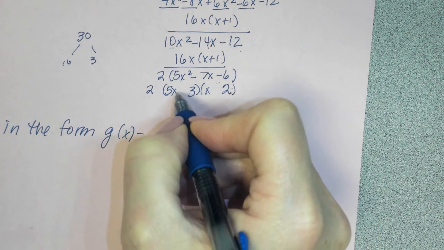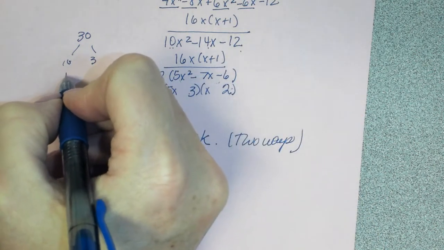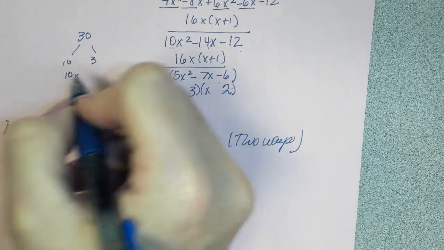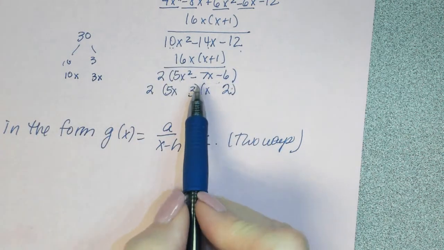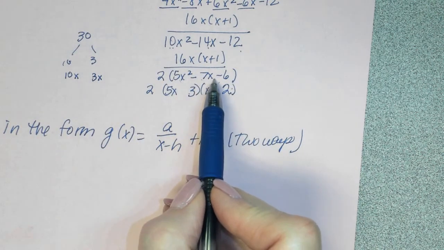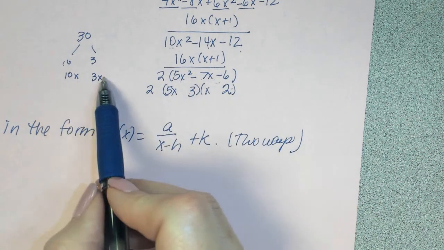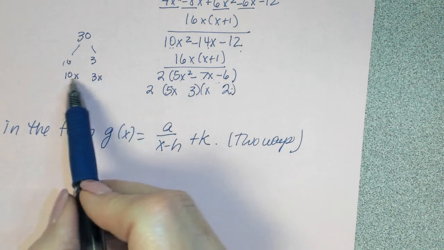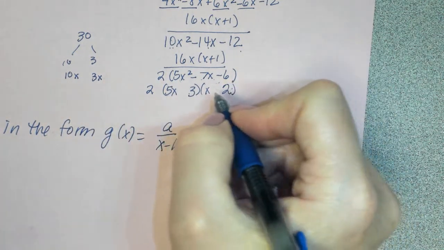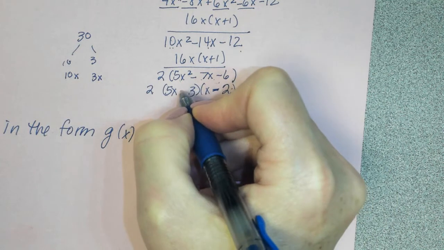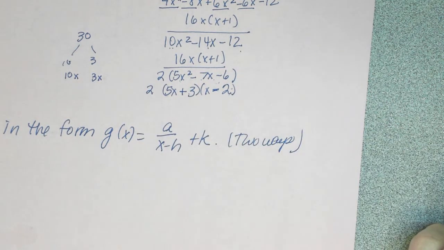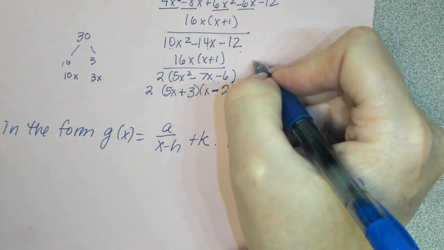3. When I do the outers, I get 10x. When I do the inners, I get 3x. I need those to combine to get a negative 7x. So which one needs to be negative? 10x. That comes from here. This needs to be plus. I finally have my answer.